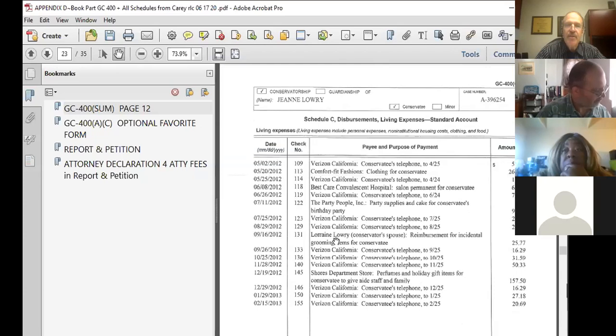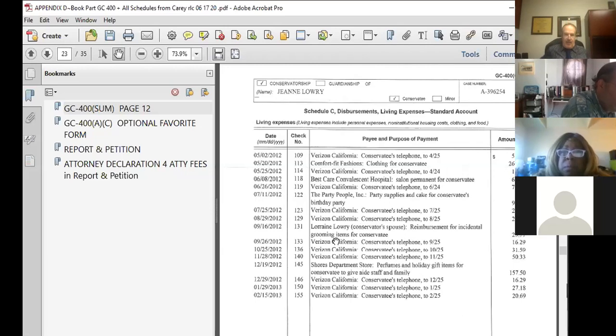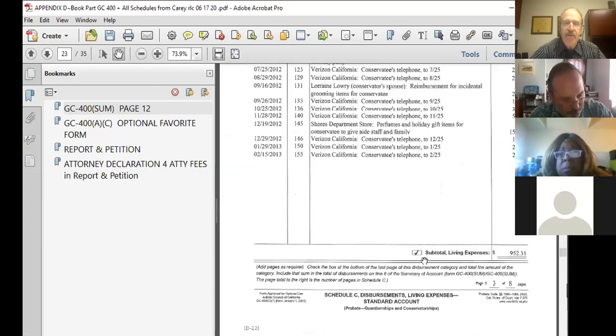Okay, living expenses. These would be personal items, cable, cell phone, different things, incidental costs for the conservatorship. You just list what they are. In this case, we're using the fiduciary checkbook because we have the checkbook column, and frequently they're listed in sequential order. It's quite simple. It's just listing all the costs that you would attribute to living.